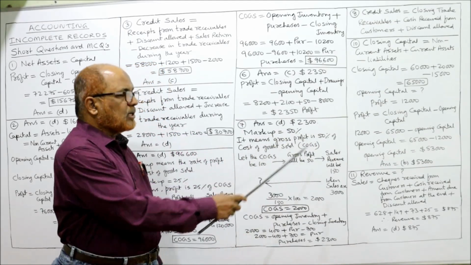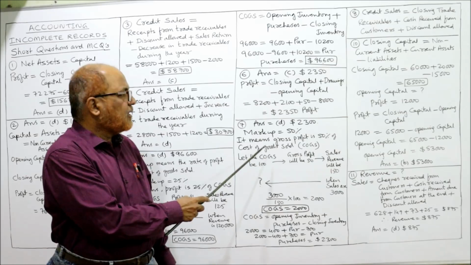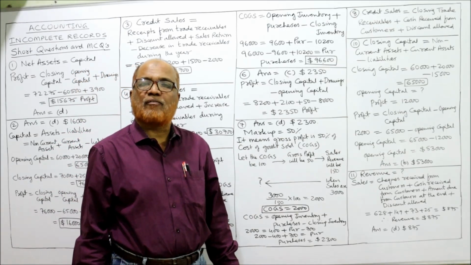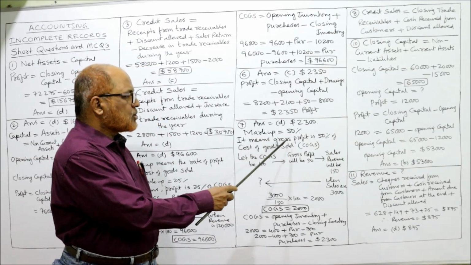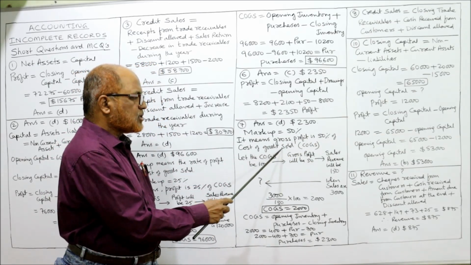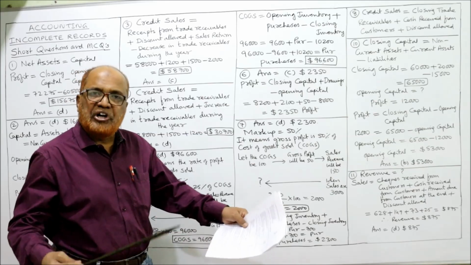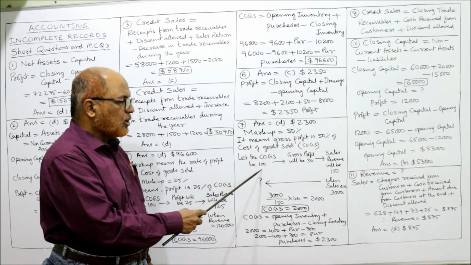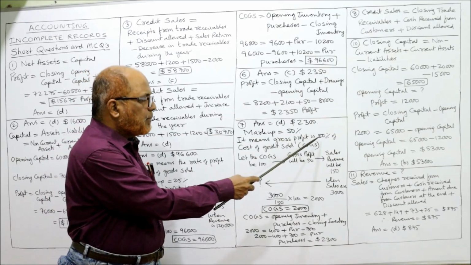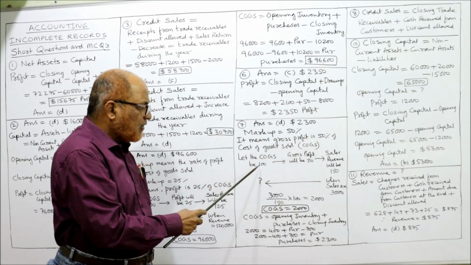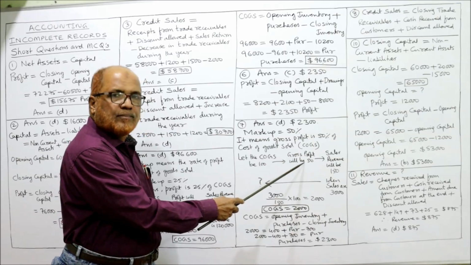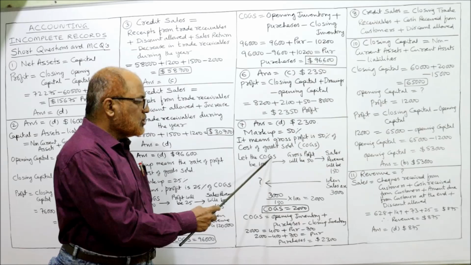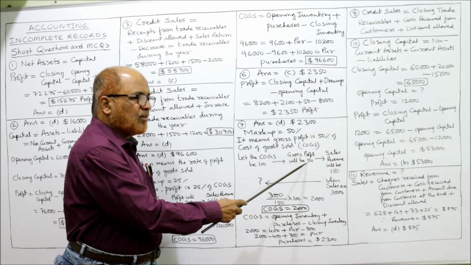So how we got 2,300, I am explaining. Here markup is 50%. I told you markup means rate of profit on cost of goods sold. It means gross profit is 50% of cost of goods sold, COGS. We don't have cost, so we suppose 100. Let the cost of goods sold be 100. Profit is 50%, so 50% of 100 is 50. So when COGS is 100, gross profit is 50.